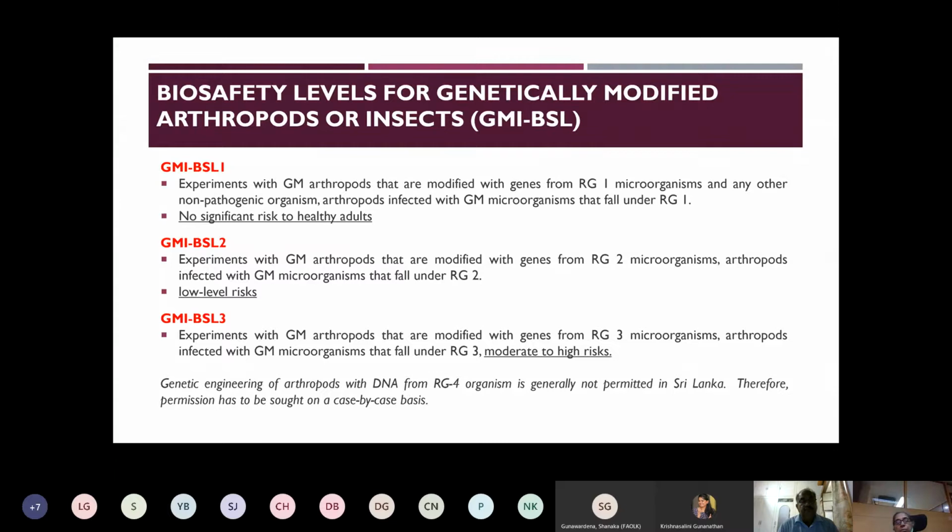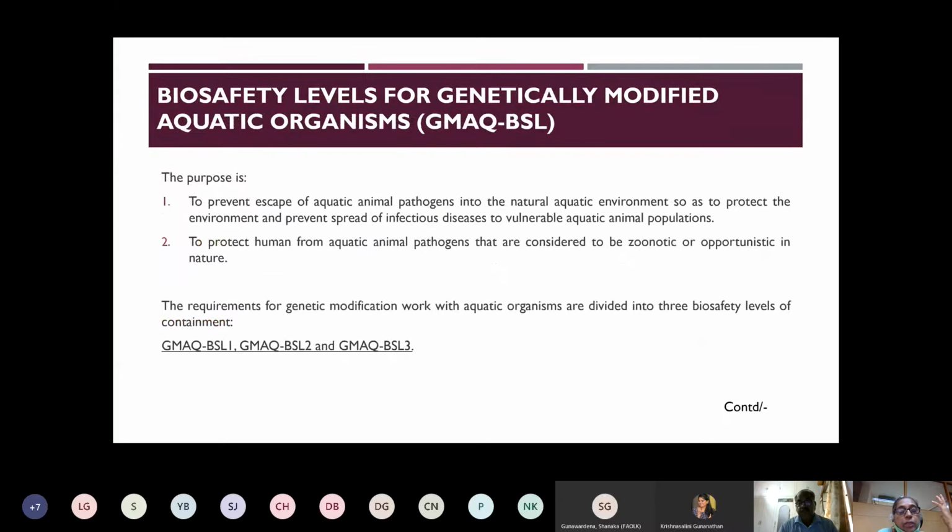Now, in the insects, I would also like to point out that generally DNA from risk group 4 would not be permitted in any country. So we have also written that for such things, you have to seek permission first, even before initiating. You have to inform for everything, but these highly pathogenic kinds of things are generally not permitted.